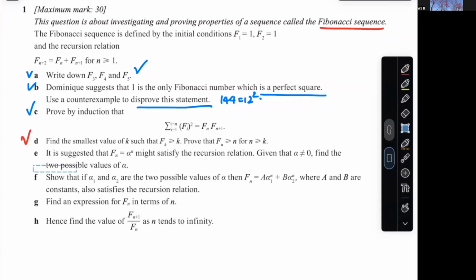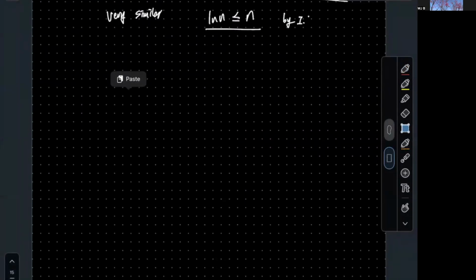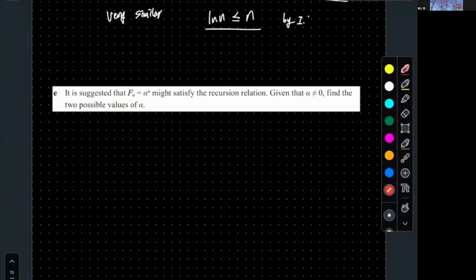Let's have a look at part E. Now they are saying, oh, hold on a second. I have a solution for my Fibonacci sequence, they are saying.